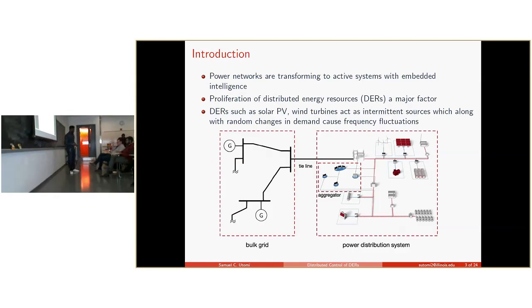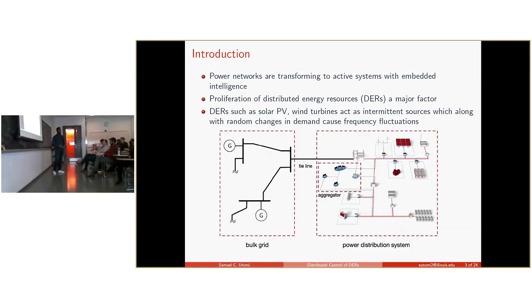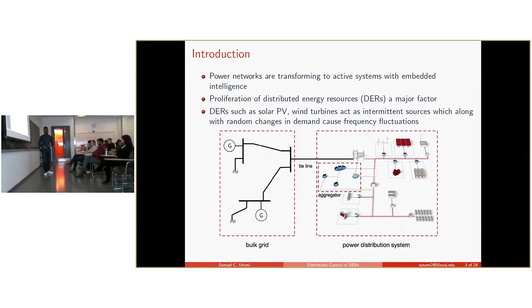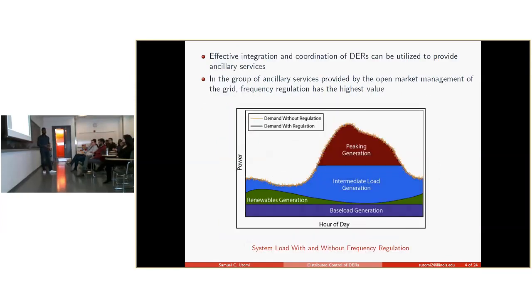Over the past few years, power networks have undergone a stark transformation, from the early days where you had generation at one end and load at the other, to today where you have multiple generation points in the power network. The proliferation of distributed energy resources has been the prime reason for that. And so you see the situation where we have intelligent electronic devices in the grid. These DERs, along with the random changes in the demand, have led to frequency fluctuations that are pretty much bad for appliances.